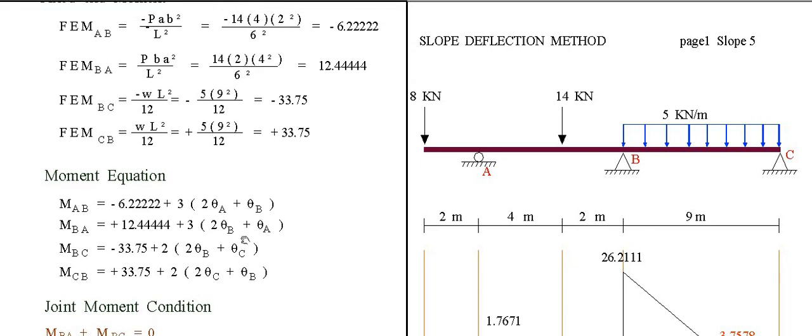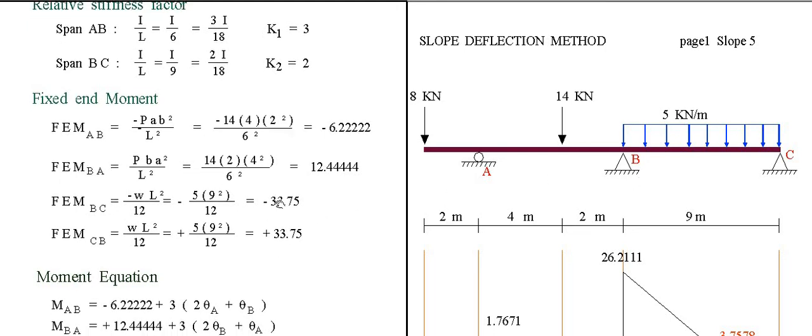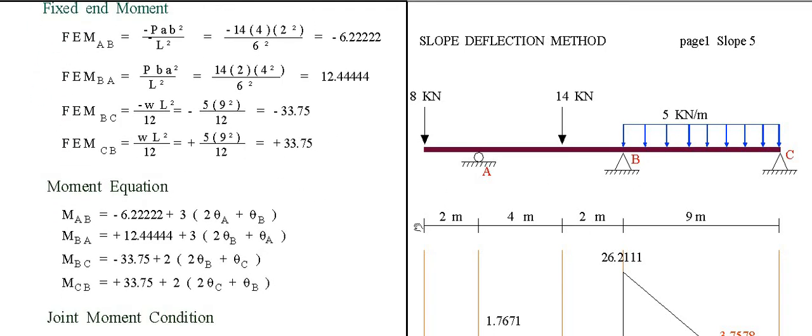Fixed moment AB, we have this 6.2222 plus the coefficient stiffness factor, we have here 3 and 2. K here is 3, then K here is 2. For AB, K is 3, then times quantity 2 theta A plus theta B. Follow this order of subscript, theta A first, then theta B.